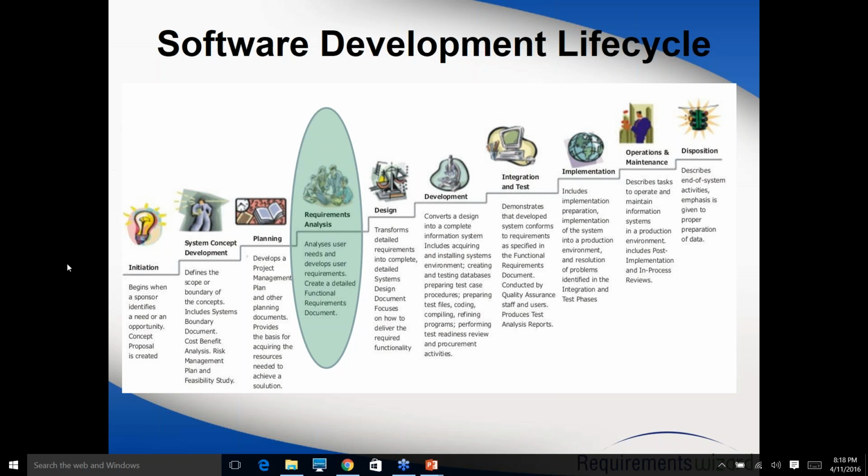So the initiation phase is mainly about looking for where the problem is, or what exactly we can exploit so that we can improve our profit and revenues and increase the customer base. It can be reducing the cost, operating cost, whatever it is. Once that is defined, what exactly we are trying to do, the next step is what we call system concept development.